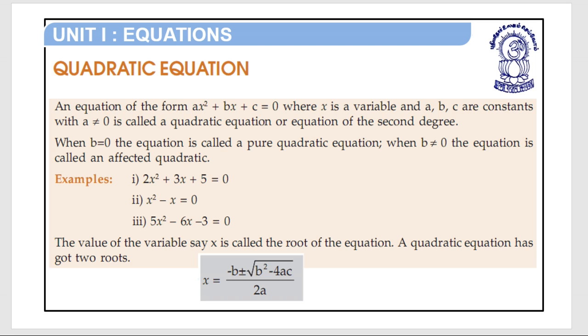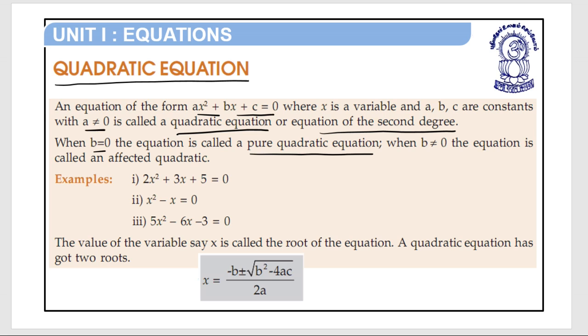Now, the next topic is quadratic equation. An equation of the form ax square plus bx plus c is equal to 0, where x is a variable, a, b, c are constants with a not equal to 0, is called a quadratic equation or equation of the second degree. When b is equal to 0, the equation is called a pure quadratic equation. When b is not equal to 0, the equation is called an affected quadratic.